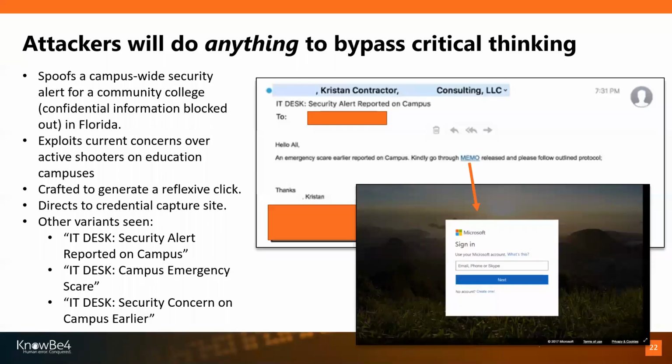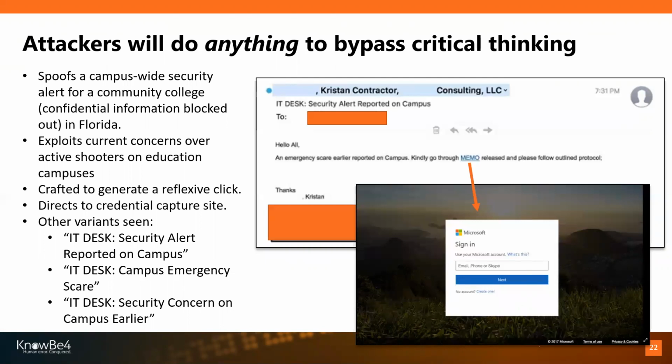Now, here's an example of an attack we had last year. We saw this a lot. This is an actual reported email. This is one of many we saw. But this was put out there as a campus-wide security alert, all right? And so you'll see here, "Hello all, an emergency scare earlier reported on campus. Kindly go through the memo released and follow the outline protocol."